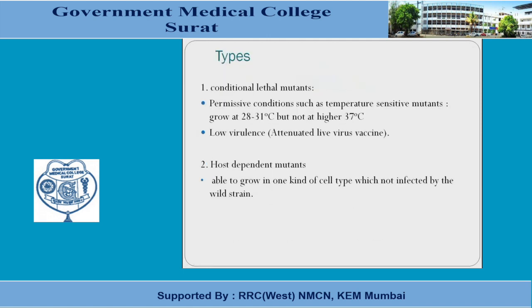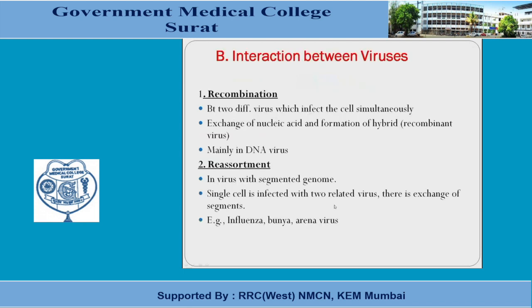A type is the conditional lethal mutant. Under permissive conditions, temperature sensitive mutants grow at 28 to 31 degrees Celsius, but not at a higher 37 degrees Celsius. Low virulence attenuated live virus vaccines are an example. Host dependent mutants are able to grow in one kind of cell type which is not infected by the wild strain.